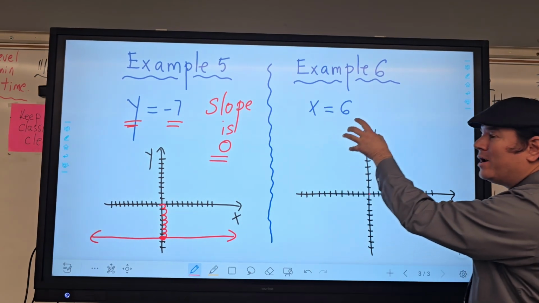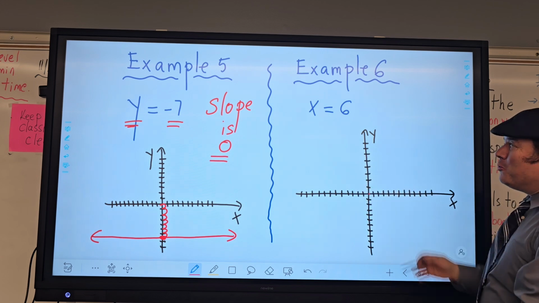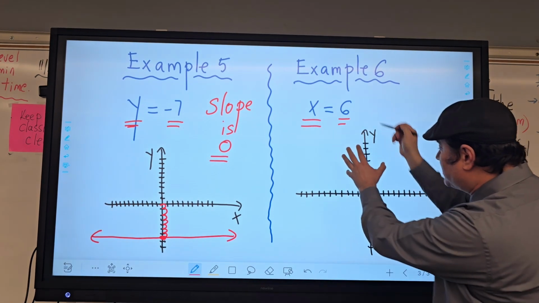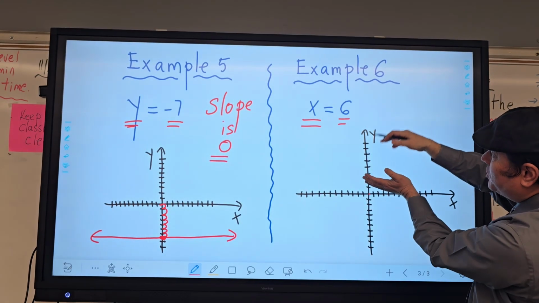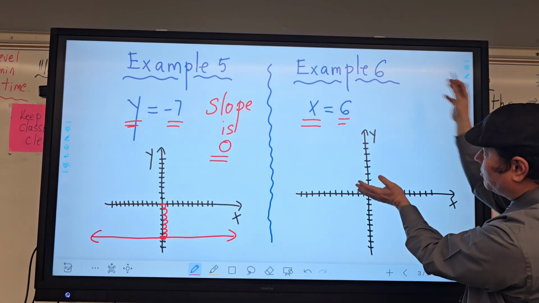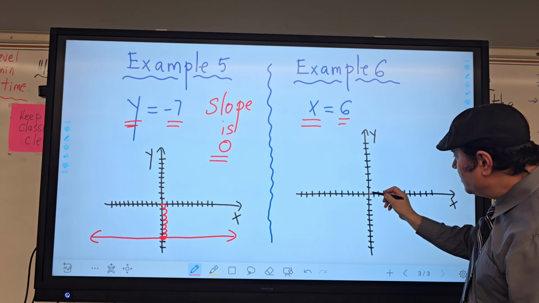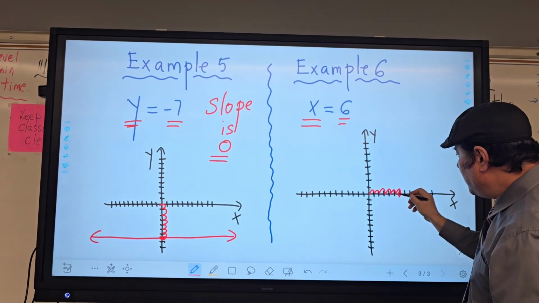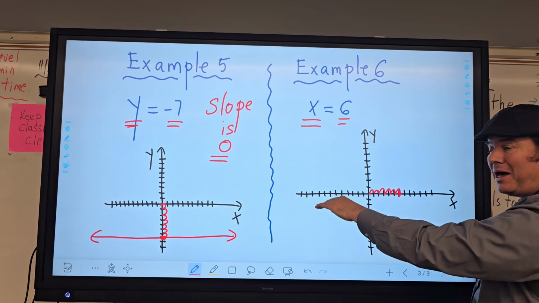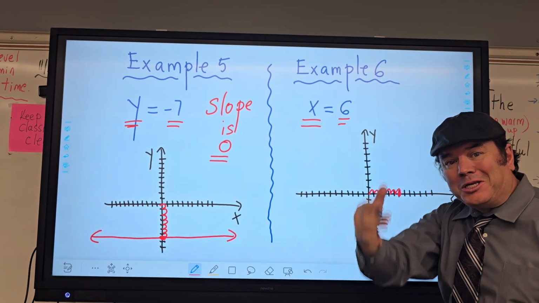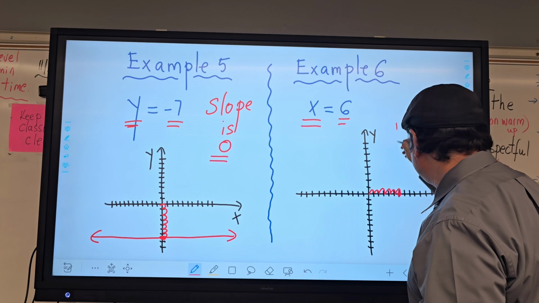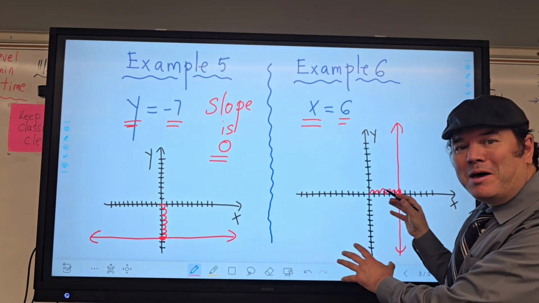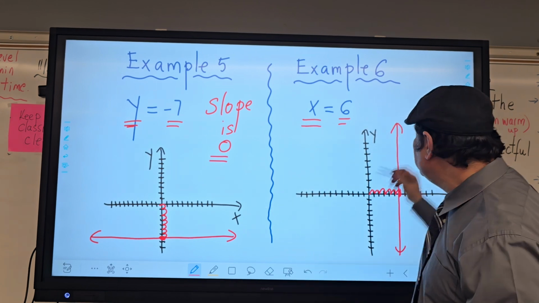On the other hand, when x equals a number, we are going to go, on the x-axis, to this number, positive 6. So we are going to go 6 units to the right of 0, because 6 is positive. So let's go 6 units, 1, 2, 3, 4, 5, 6. And instead of doing a horizontal line, we are going to draw a vertical line at 6. And in this case, remember, slope is undefined.